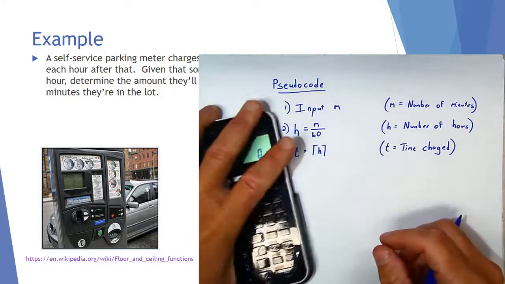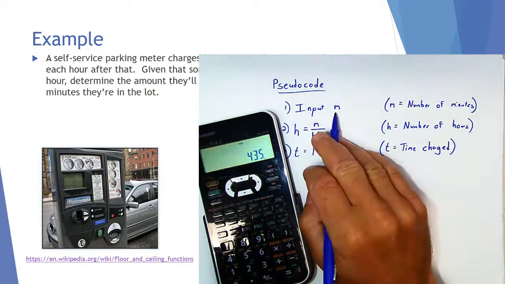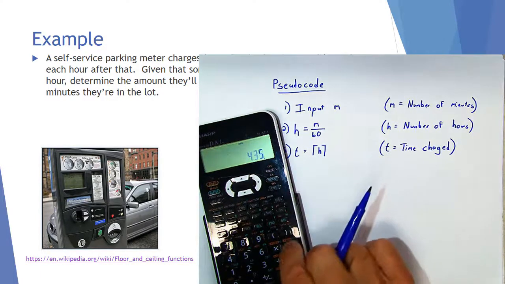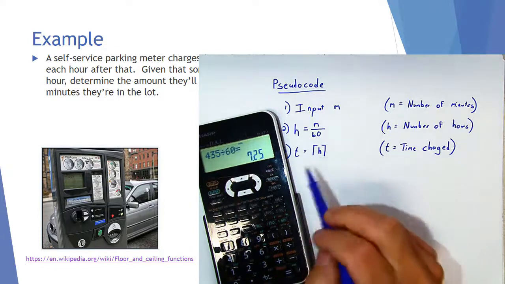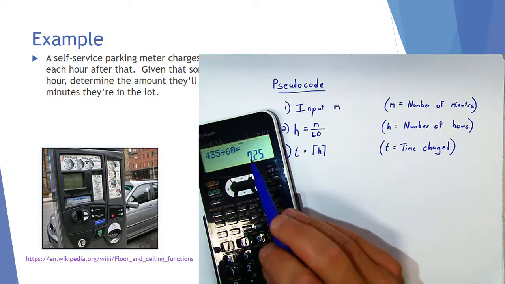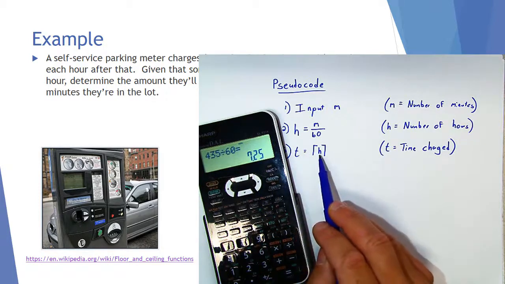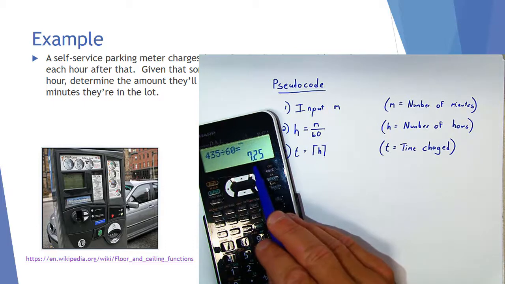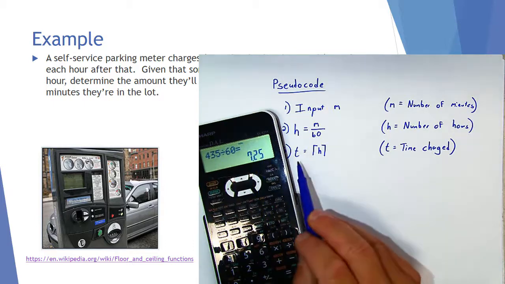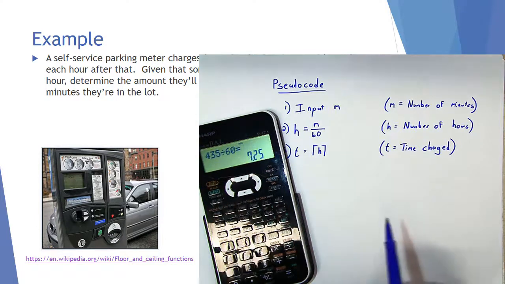So just to make sure you're with me here, if we parked in a lot for 435 minutes, that would be our m value. If we divide that by 60, that would be our h value. That would be 7¼ hours. But the time we get charged for would be the ceiling function on h. The ceiling function on 7.25, that would round up to 8, and that means that the meter's going to charge us for 8 hours.